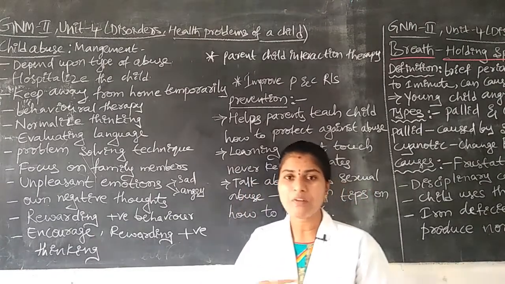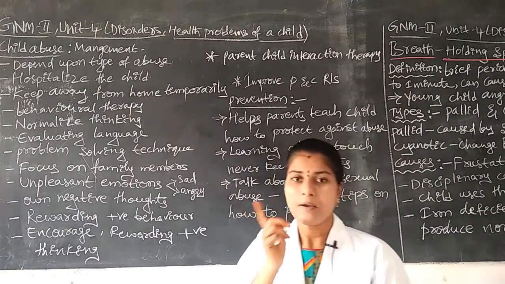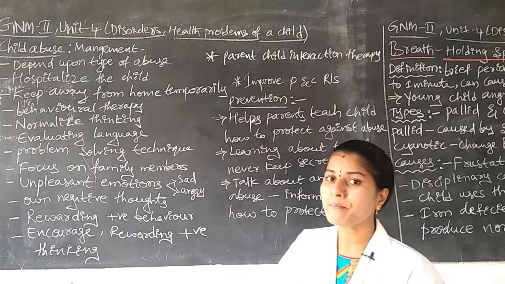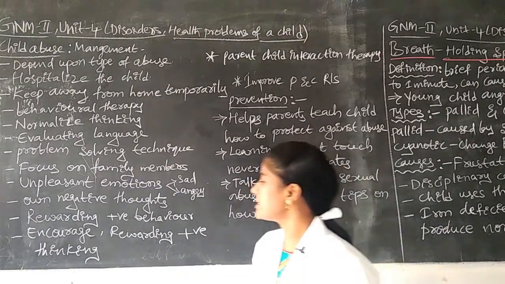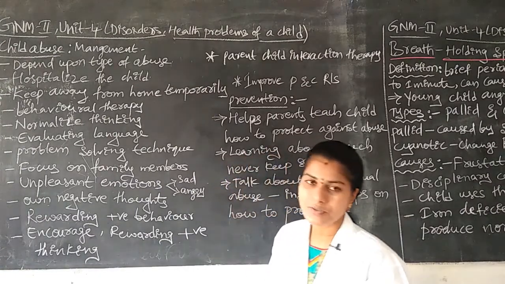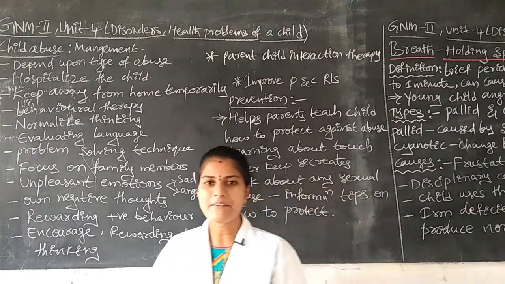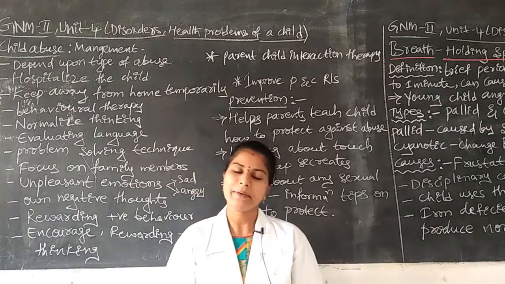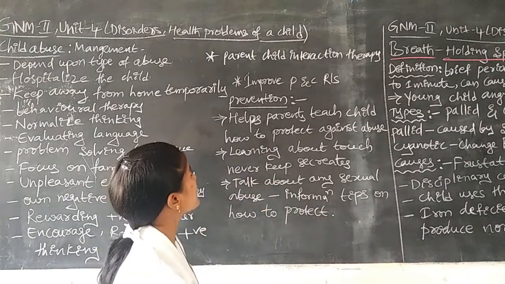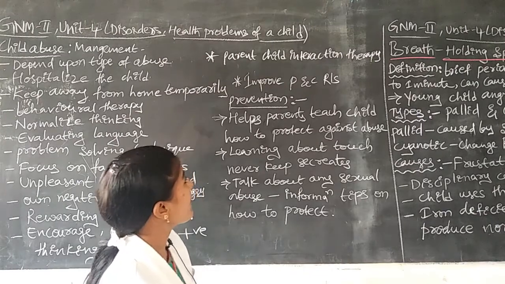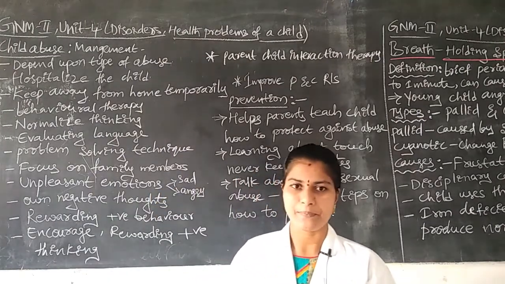Okay, that will be provided to the children, then the positive behavior should be improved in the children. Okay, next one is encouraging and rewarding positive thinking. If the child has any positive thinking, we have to reward the children immediately. Okay, next, improve parent and child interaction therapy.